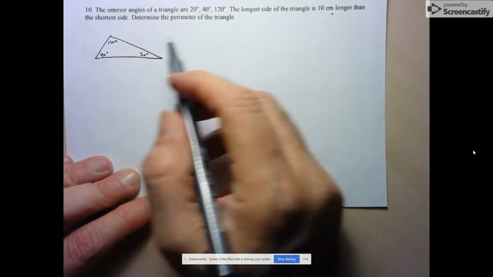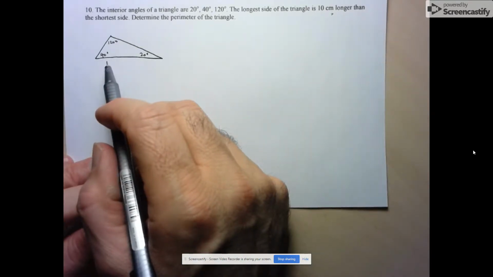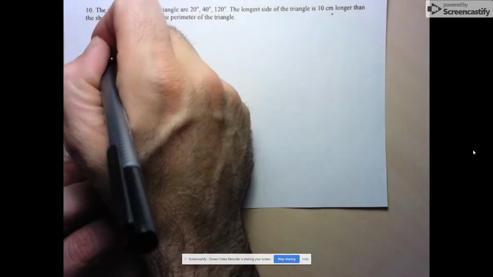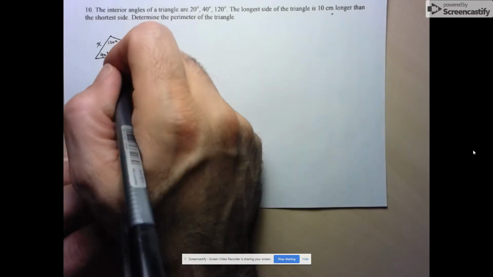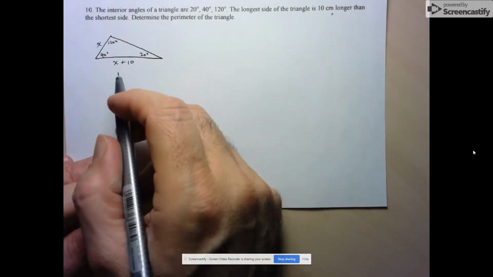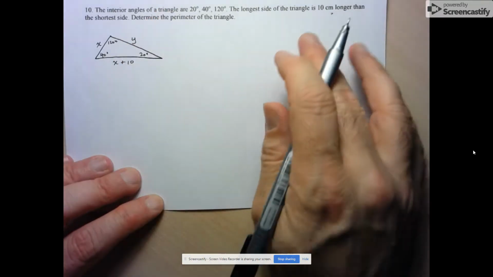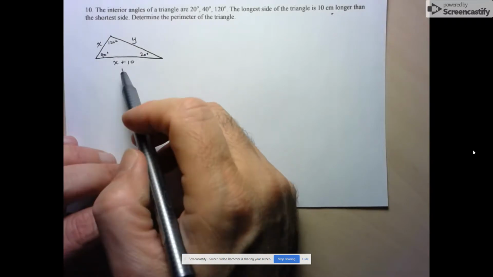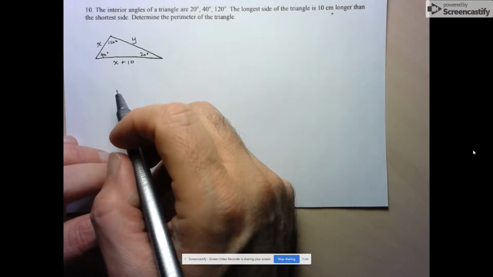So they say the longest side is 10 centimeters longer than the shortest side. So let's call the shortest side X, which is the one opposite the smallest angle. So if this one is X, the longest side opposite the biggest angle is going to be X plus 10. Okay, and I'm going to need all three sides. So, I'll have to give a name to this side here. So I'll call it Y. And I see that I've got two variables. Even though I'm looking for three sides, I've got two variables. So I may have to solve a system of equations.